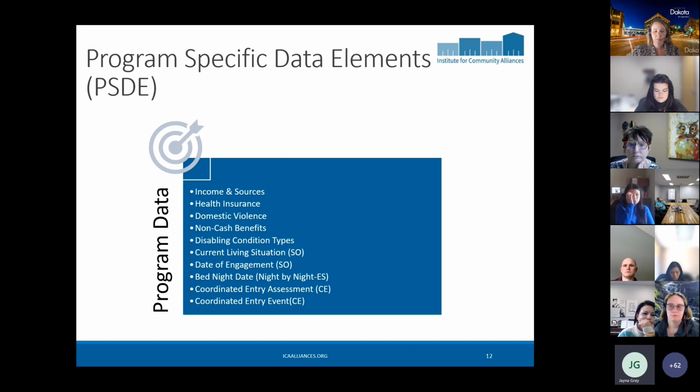So I'm not going to go into too much detail about the program data elements, but this is just some additional information that may be collected from the COC. This has some coordinated entry data points and some street outreach data points in it. All of this would be gone over in training.